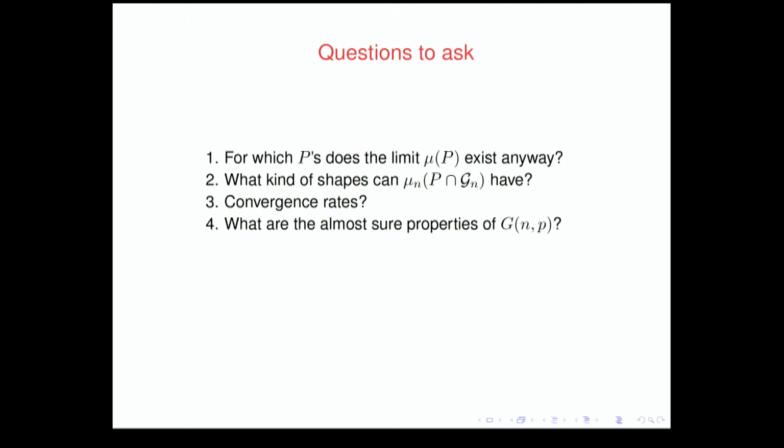What are the almost sure properties of the random graph? Almost sure would mean that it's a property that holds with probability 1 as n goes to infinity. We're looking at asymptotic combinatorics, so we're looking at the asymptotic limit.